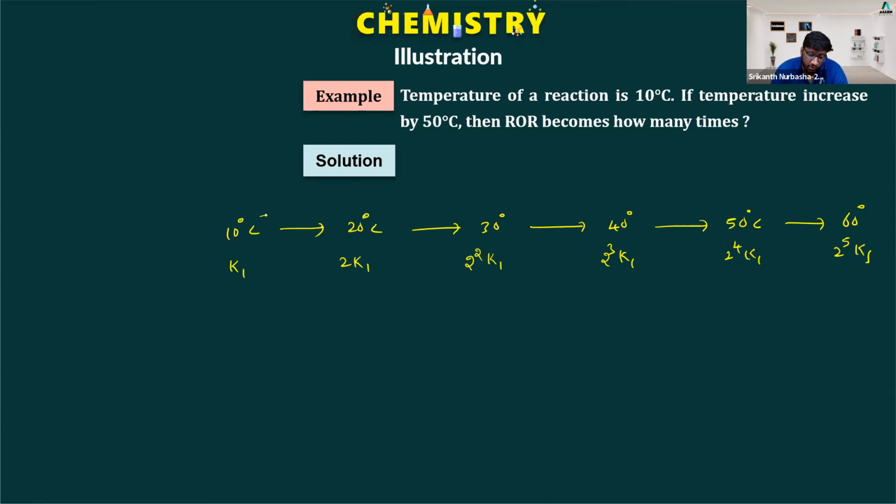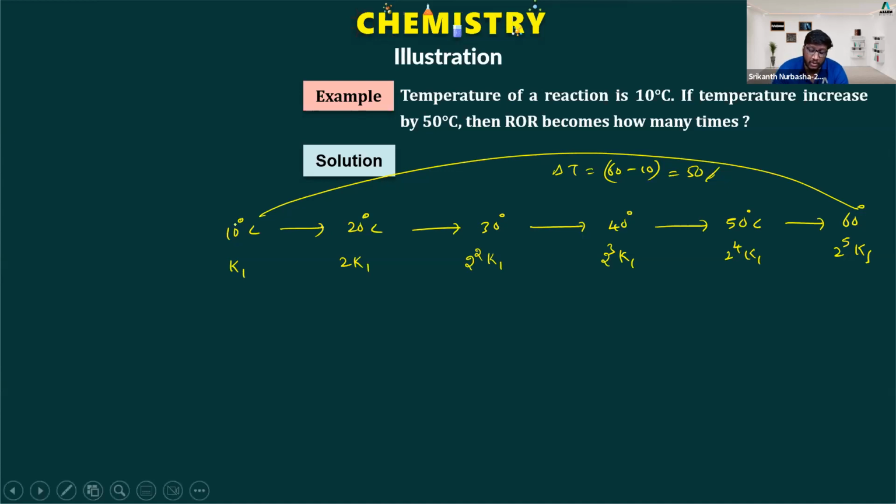Increased by 50. So 10 to 60, how much is the difference? Delta T is equal to 60 minus 10, that is equal to 50. So increased by 50 degrees means you have to increase temperature by 50 degrees. If you stop at 50 degrees, you will have 2 power 4 K1 only. Temperature increases by 50 degrees means you have to proceed till 60, then you will have 2 power 5 K1. So rate of reaction will be 2 power 5, 32 times that of K1, the initial rate of the reaction.